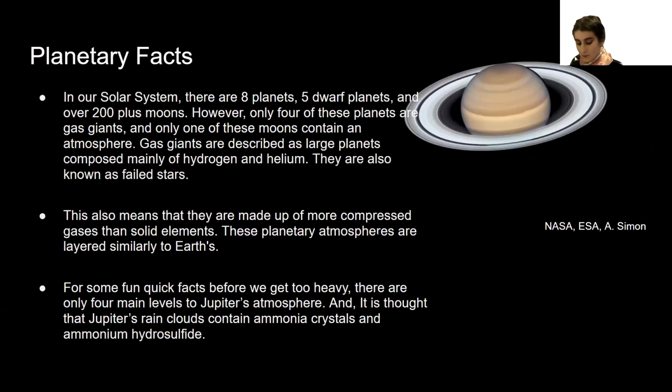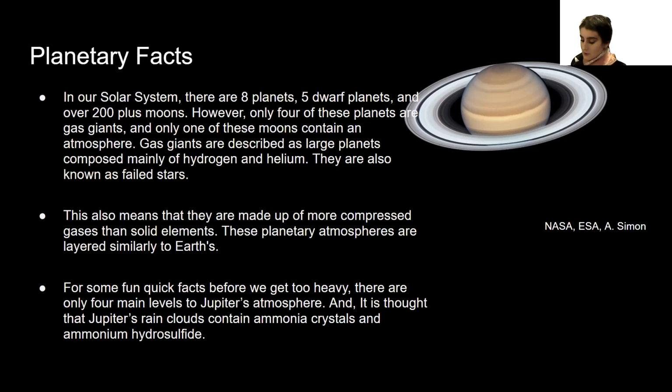So, some fun planetary facts as we break away from Earth. In our solar system, there are 8 planets, 5 dwarf planets, and over 200 moons. However, 4 of these planets are gas giants, and only one of these moons contains an atmosphere. Gas giants are also described as large planets composed mainly of hydrogen and helium. They're also known as failed stars, which means they are made up of more compressed gases than solid elements.